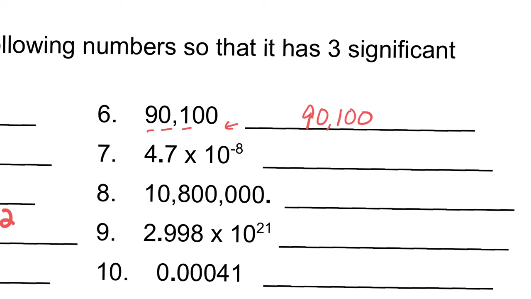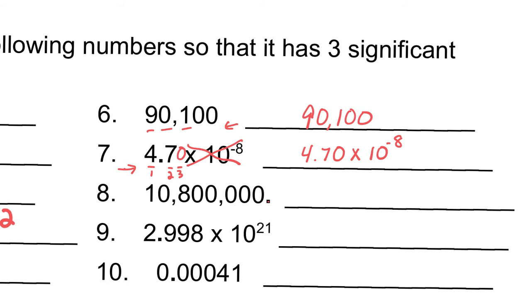How about this next one, number 7? Again, I'm going to ignore this part of the number. I'm going to count and see how many I have, going from this direction because the decimal's present. 1, 2. So I need to have 3 significant figures. So what I'm going to do is add a 0 past there to get my third significant figure. 1, 2, 3. So the answer when I write this is 4.70 times 10 to the negative 8.